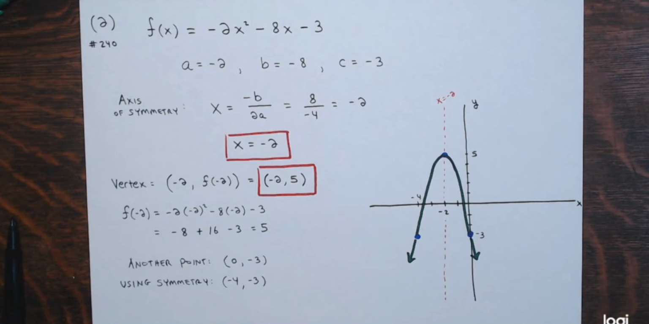All right. So hoping that watching me go through these 2 questions, these 2 examples, helps you out when you're asked to find the axis of symmetry and vertex of a parabola on your own.